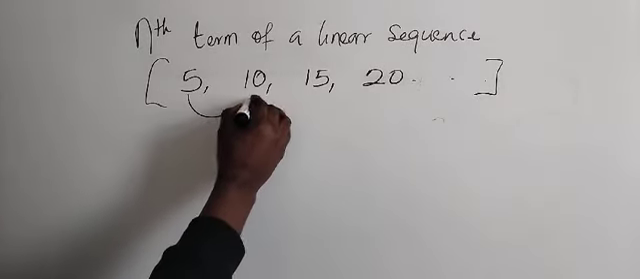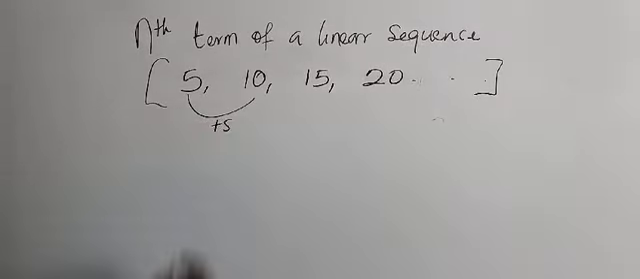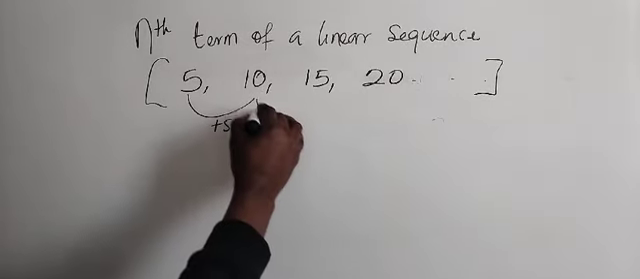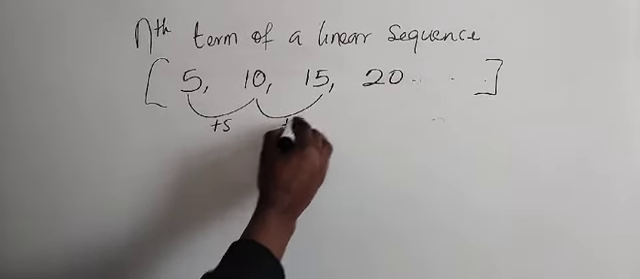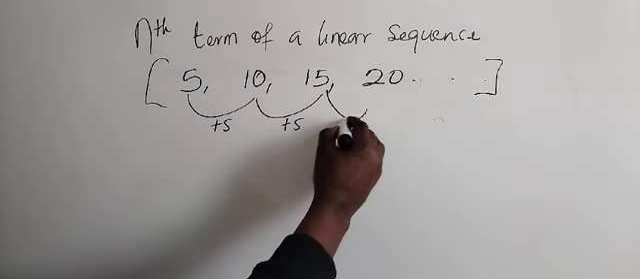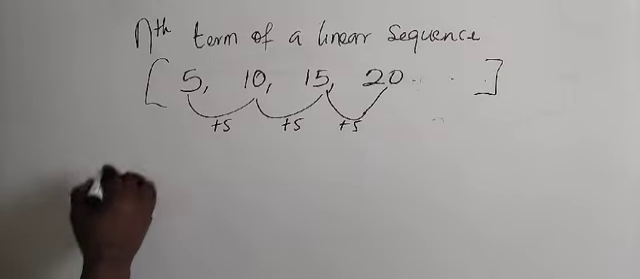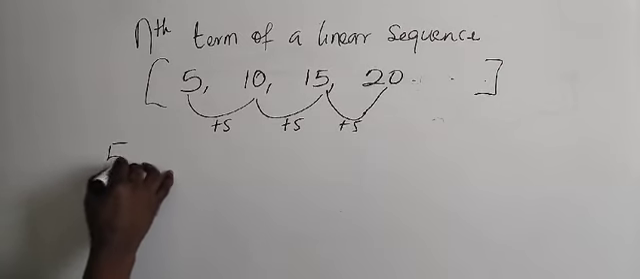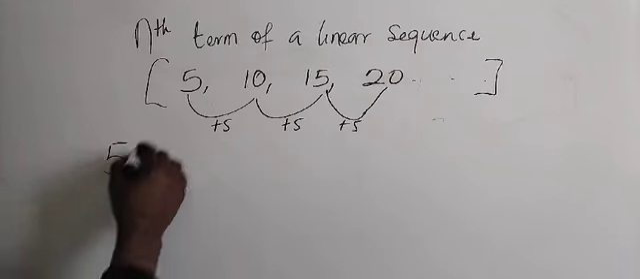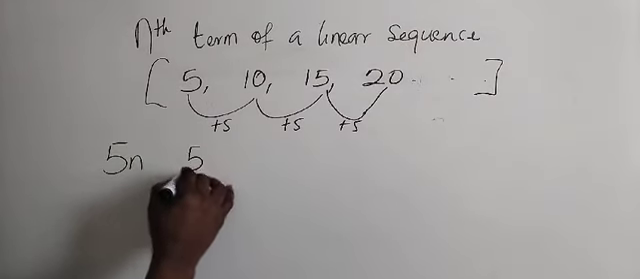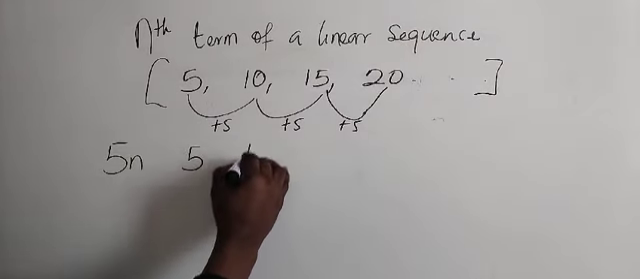Now, 5 add 5 gives 10. 10 add 5 also gives 15. 15 add 5 gives 20. You can see that the term to term difference is constant, increasing by 5. It shows that our sequence is linear. The next thing we need to do is to find our 5 times table, 5n. 5 times 1 gives 5. 5 times 2 gives 10.